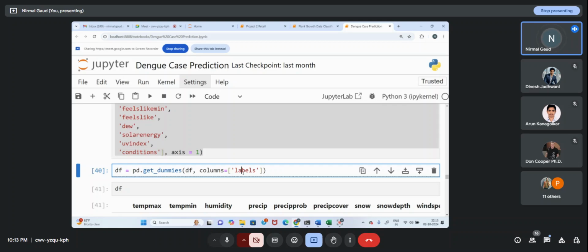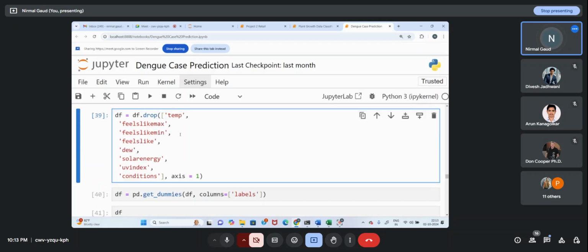You may say that, sir, snow and snow depth, they are having all zero values. Why are you not dropping them? See, I am keeping them because I want to take care of any location also. If someone asks how dengue will affect a snowy area, then what should I answer if I drop them? Though they are having zero values in my current data set, at least keep them.